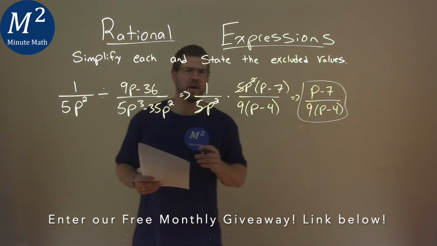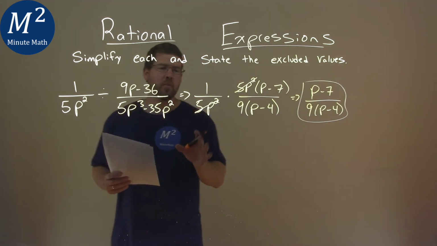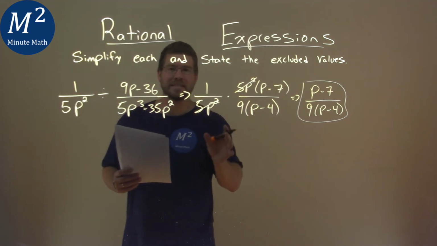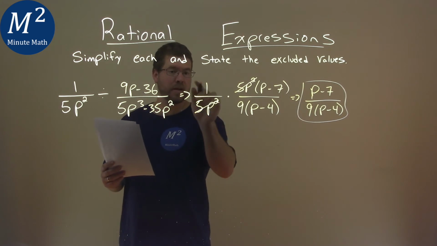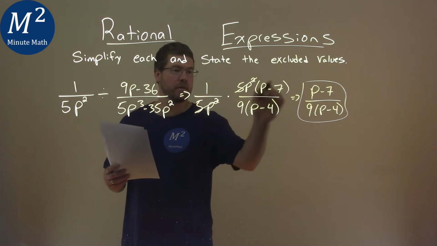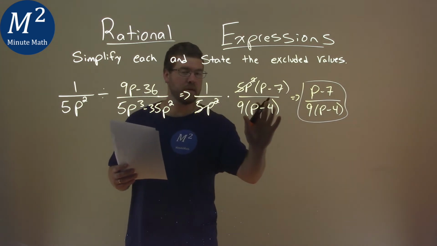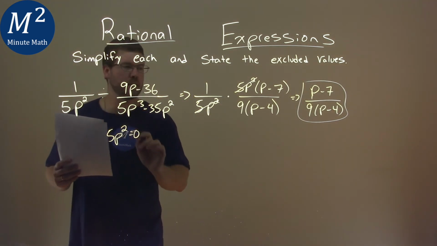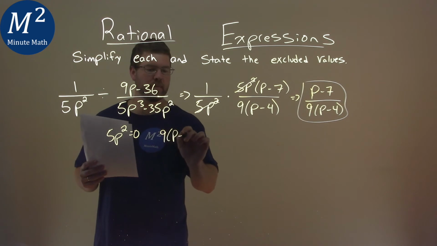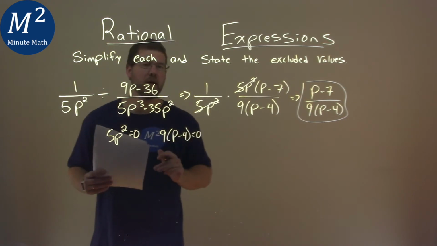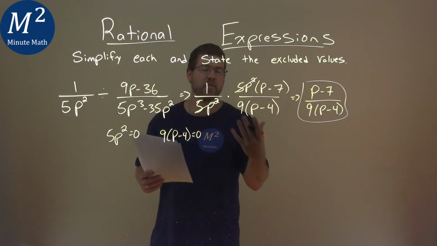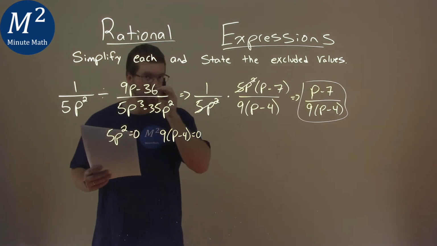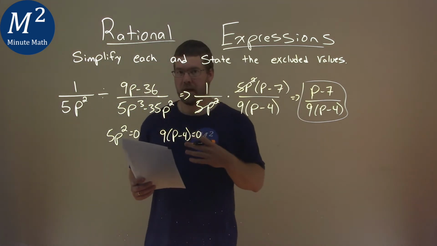But now we have to find the excluded values. And that's when our denominator is going to be equal to 0. Okay, so we're going to look at this part right here. All right, being multiplied, we have our denominators. We're going to set the 5p squared equal to 0 and our 9 times p minus 4 equal to 0. And the whole point again is we cannot divide by 0, so we've got to find the p-values that cause that to happen.